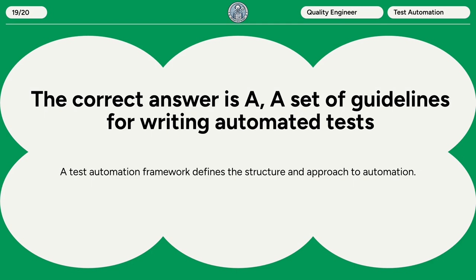The correct answer is A. A set of guidelines for writing automated tests. A test automation framework defines the structure and approach to automation.